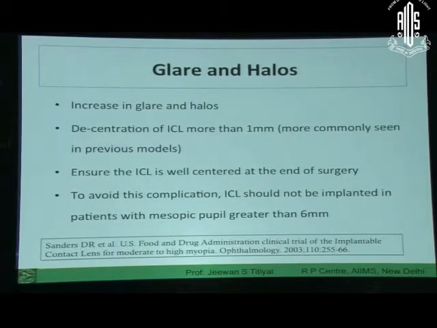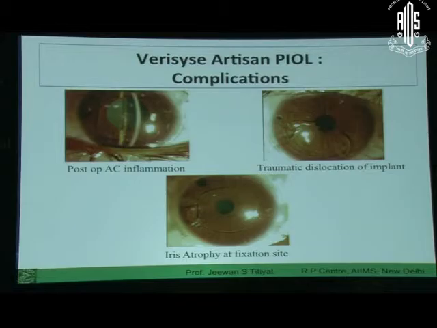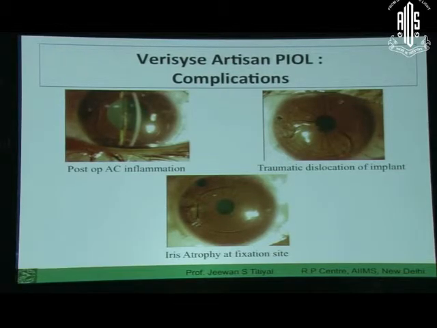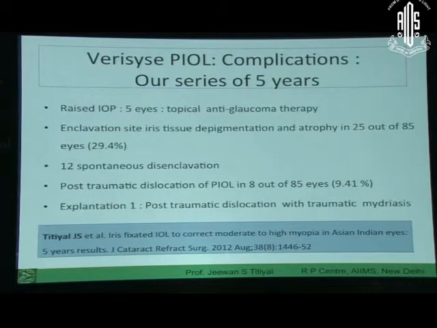Glare and halos can happen, especially with slightly decentered lenses and large pupils. The other concern is we had used Verisyse sized lenses earlier. People still use Verisyse in some places. The 3 major complications which we had seen were severe inflammation, dislocation of the enclavation area, and atrophy of the iris happening in these patients. I think the largest and longest results have been published by us with Verisyse lenses.